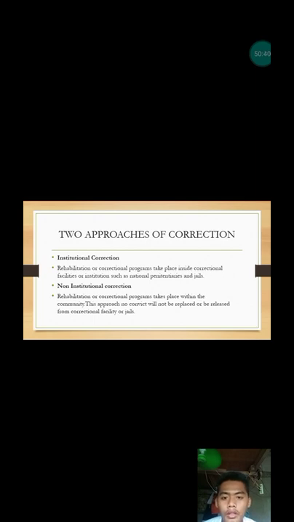Two approaches of correction. First is institutional correction. Rehabilitation or correctional programs take place inside correctional facilities or institutions such as national penitentiaries and jails. While non-institutional correction is where the rehabilitation or correctional programs take place within the community. In this approach, the convict will not be removed or released from the community.